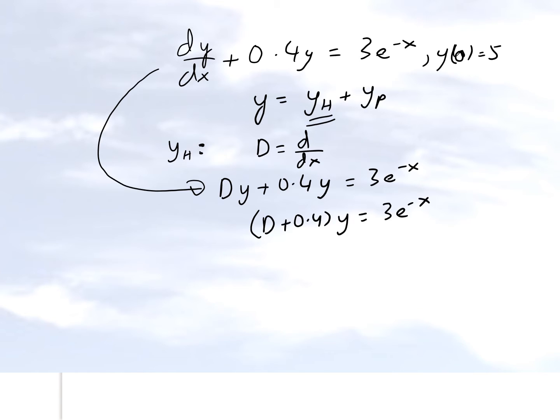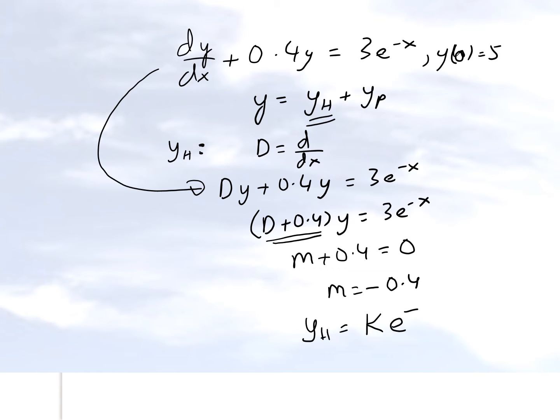The reason we wrote it like this is because this directly gives us the characteristic equation, which will be m plus 0.4 equal to 0. That gives us m equal to minus 0.4, and that gives us the homogeneous part of the solution, k e to the power mx, which will be k e to the power minus 0.4x. So that is the homogeneous part of the solution.